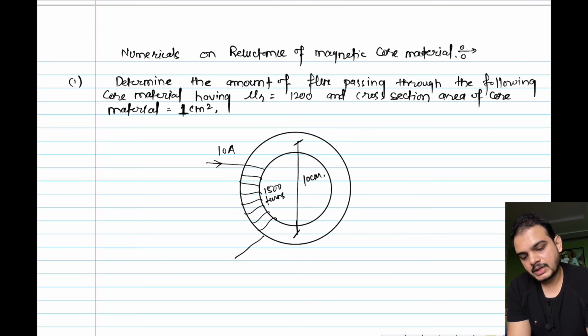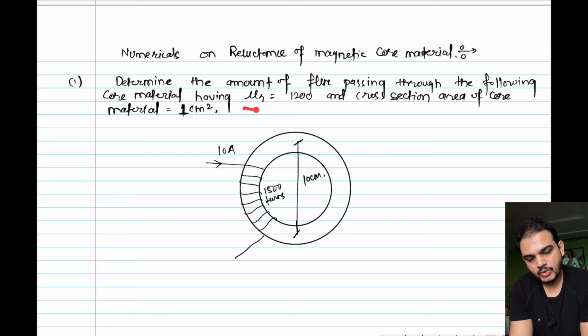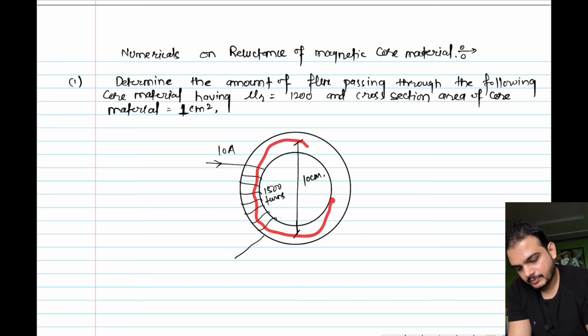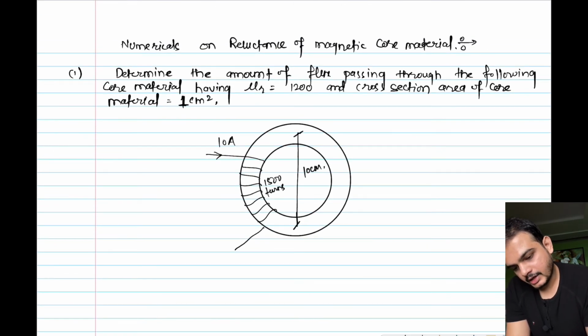For example, determine the amount of flux passing through the core material having mu r equal to 1200 and cross section area of core of 1 centimeter square. Now the circular core is given, then the number of turns, the mean diameter of 10 centimeter, and the current flowing through the winding are given. We need to determine the flux.